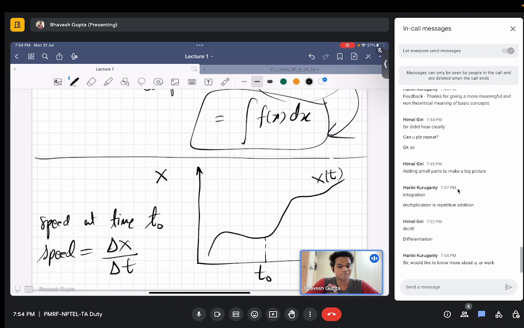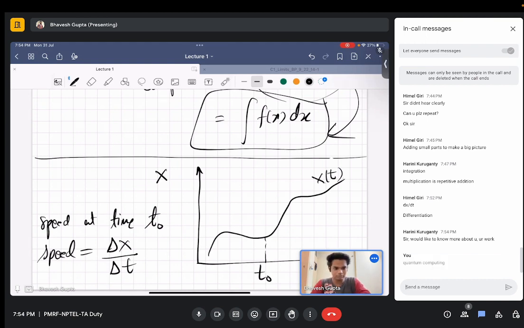See, I'm from a physics background. I do research related to quantum computing. Let me also write it down here. I do research in quantum computing. I am currently affiliated to IIT Madras from the physics department. My job is to do quantum error correction.